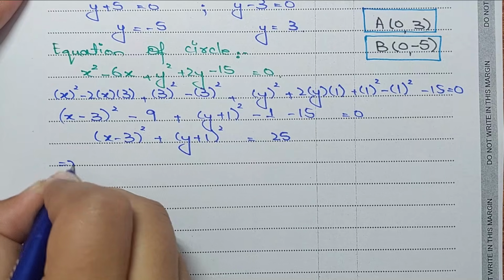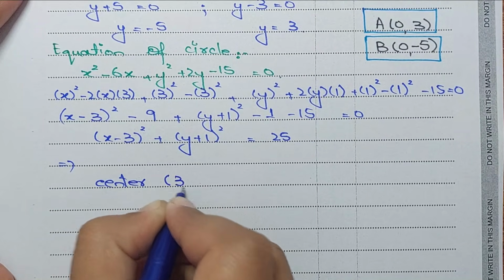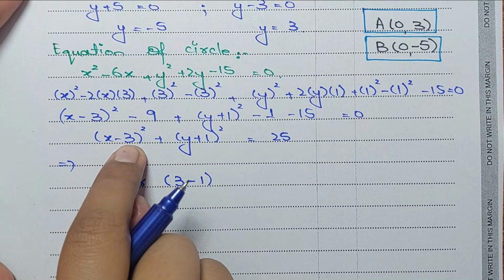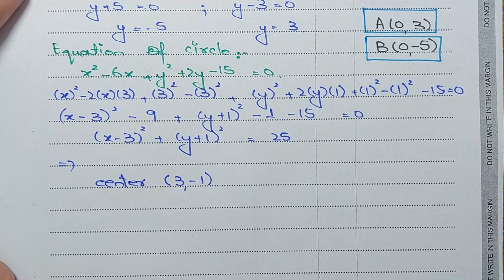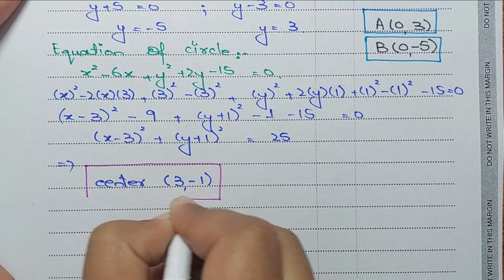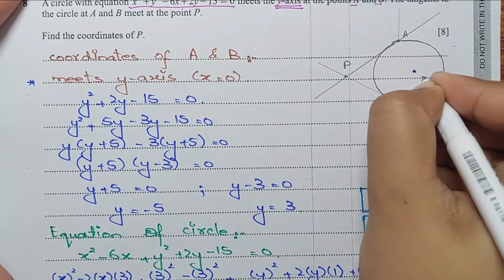So from here, what is the center of the circle? The center of the circle is 3 and minus 1. The x coordinate is 3 because it is x minus the coordinate, y minus the coordinate. That would be the center. So we got the center of the circle, which is 3 and minus 1.